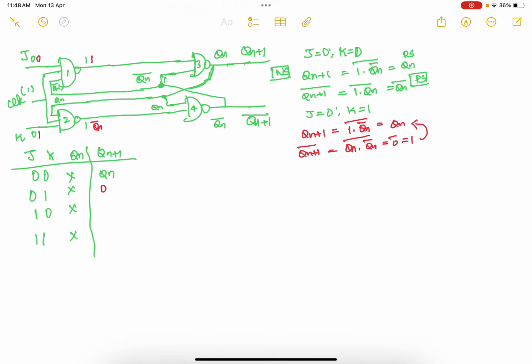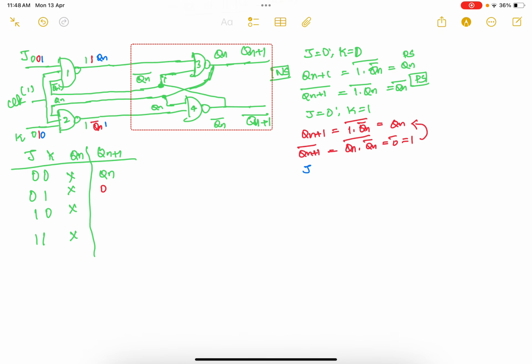Next I am going to the 1 0 condition. What will happen when J equal to 1 and K equal to 0? At the top side you will get 1 into 1 into Qn bar, so 1 into 1 into Qn bar is nothing but Qn. At the bottom side it is 0 into anything, so 0 complement at the bottom side you will get as 1.